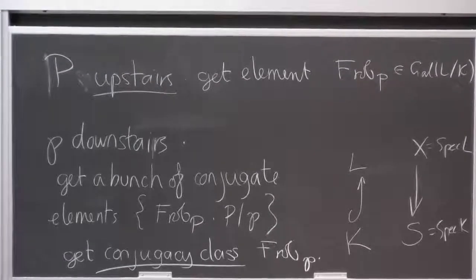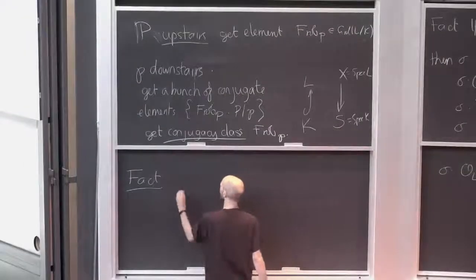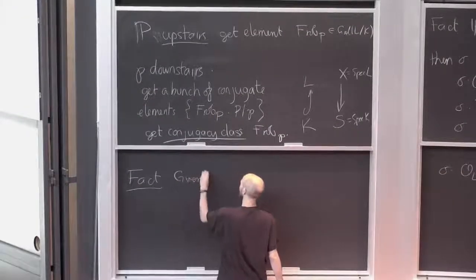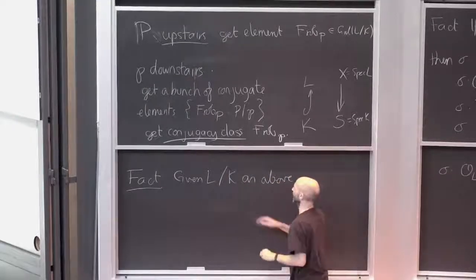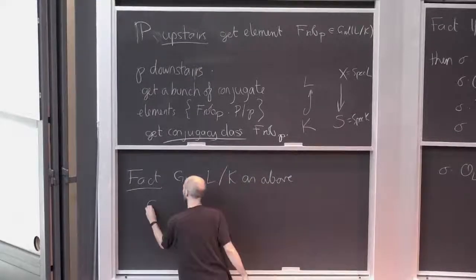Great. So I've just written down, I lied to you. I said I was going to give all the elements infinitely many names, but in fact I've just given all the conjugacy classes infinitely many names. So here's a fact. For just a general finite Galois extension L over K, this is just an abstract Galois group, Gal(L/K).